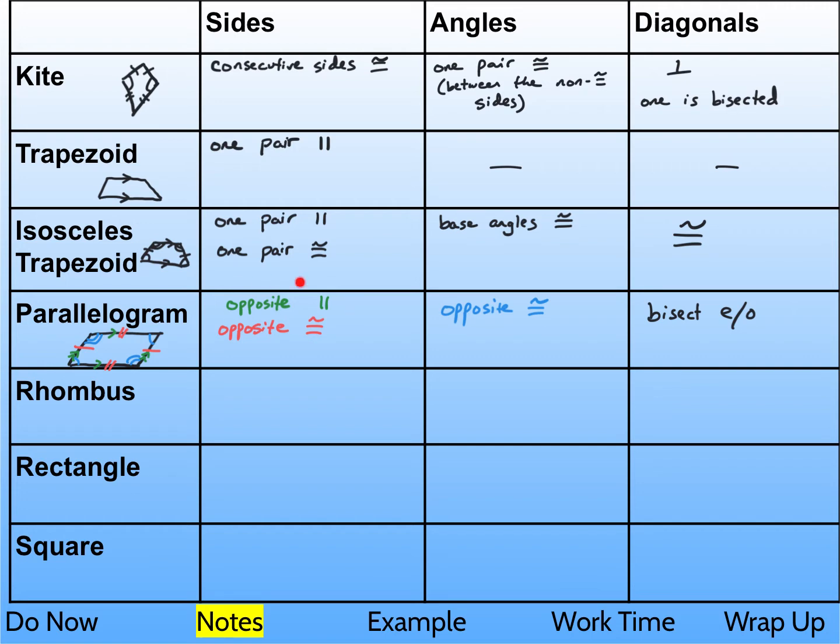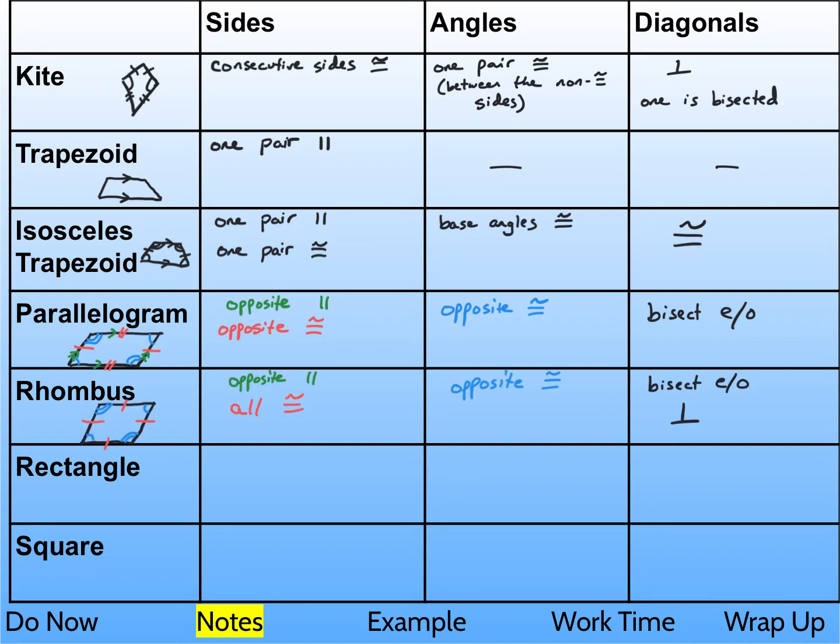And I used some color coding because this gets a little messy. The opposite sides are also congruent to each other, as you can see in the red here. The opposite angles are congruent, so like this one and this one, and this one and this one. And the diagonals bisect each other. They split each other in half when you draw them in. All right, now for the rhombus.